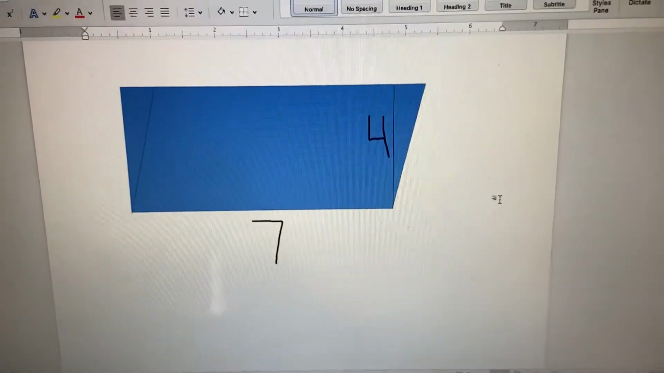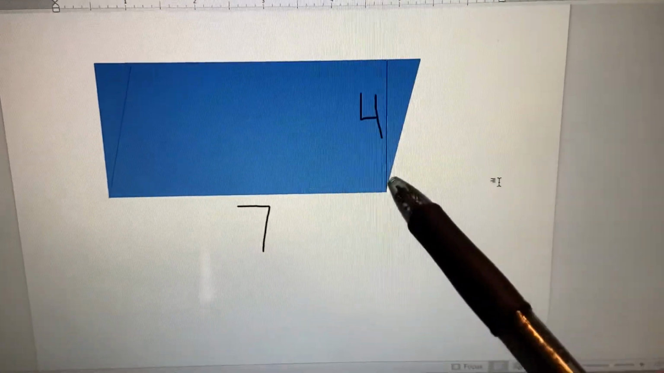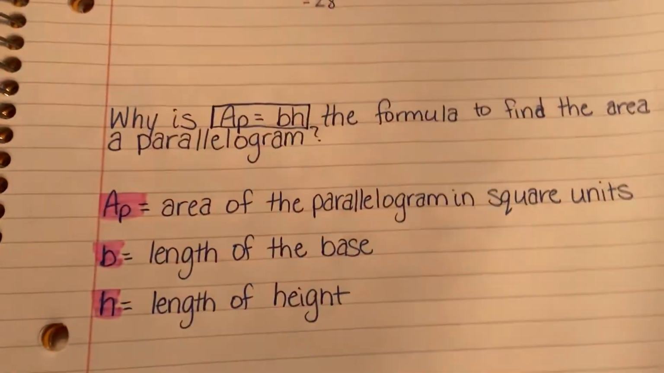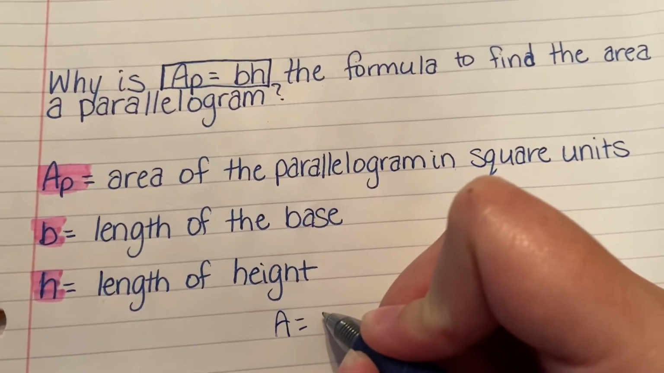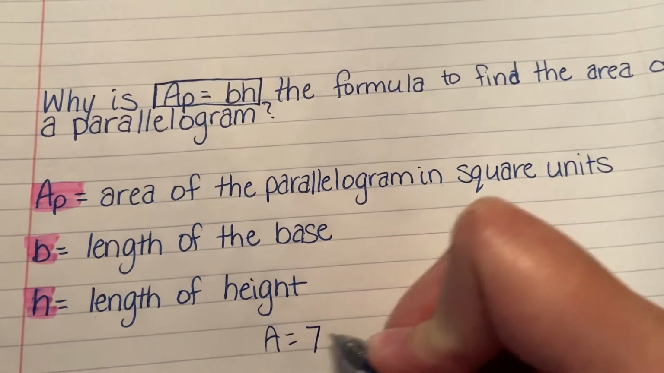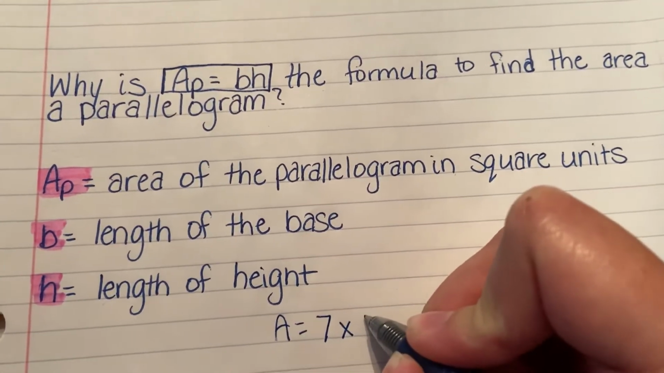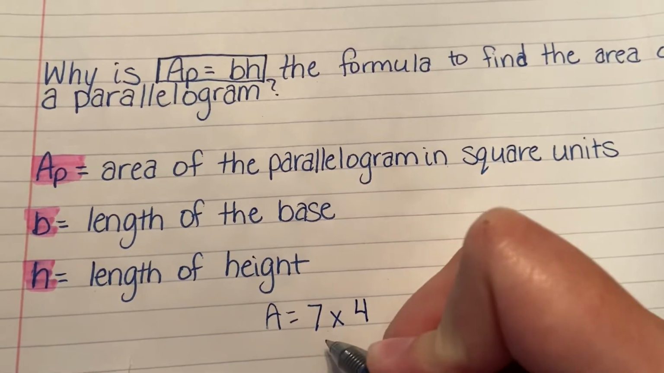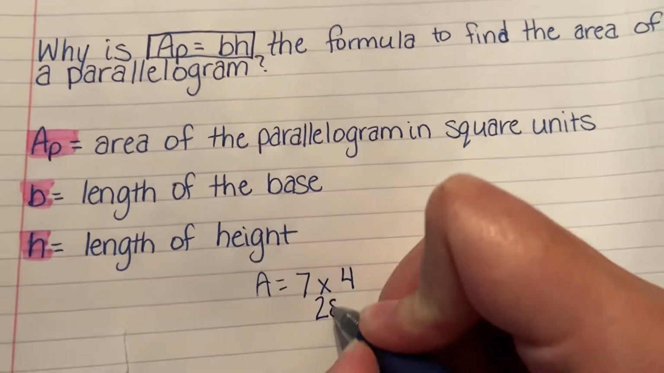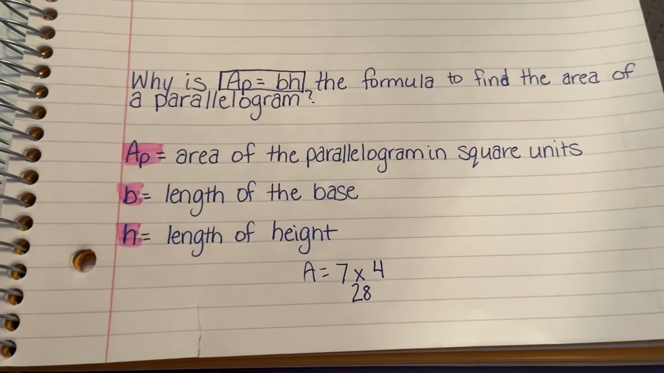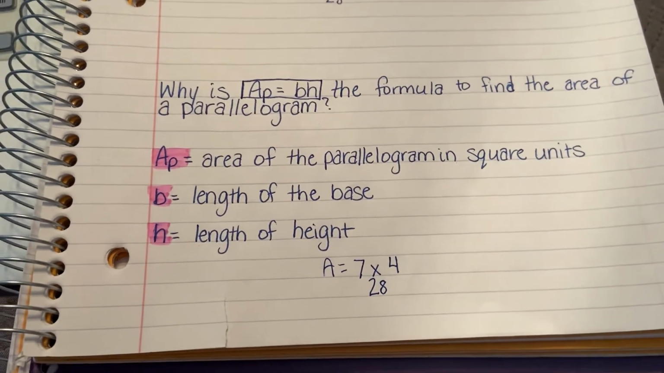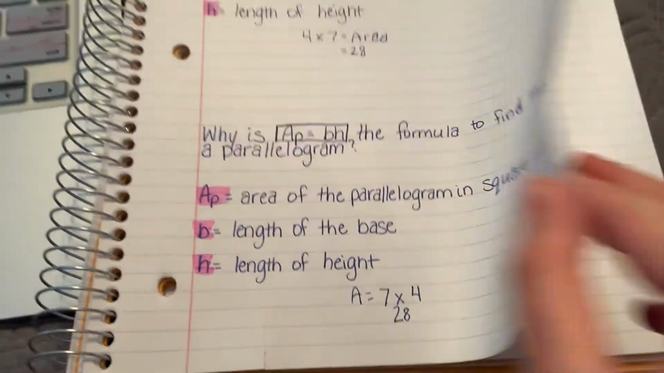So we now know that the base is 7 and the height is 4. So according to this formula, A equals the base, which is 7, times the height, which is 4. And that equals 28 square units, just like we had on the rectangle formula.